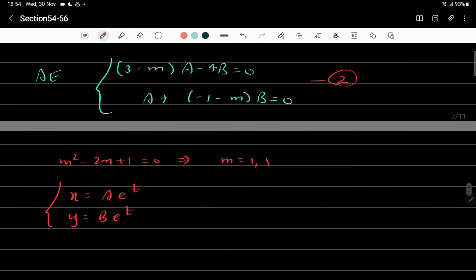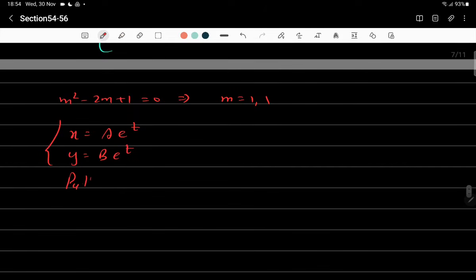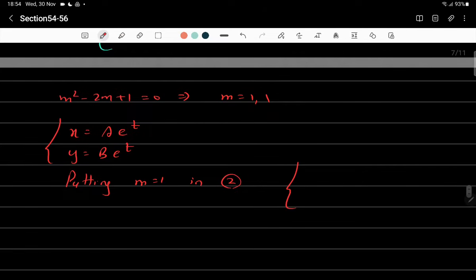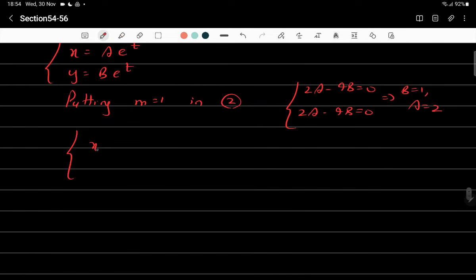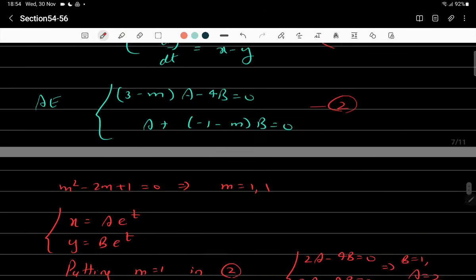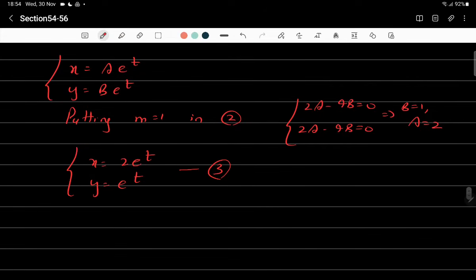Now I need the value of a, b. So putting m is equal to 1 in 2 gives you the equation 2a minus 4b is equal to 0, and 2a minus 4b is equal to 0. So that's why you can choose b is equal to 1 and a is equal to 2. That gives you x is equal to 2 e raised to the power t and y is equal to e raised to the power t. Yes, let's call it 3. So one solution you got.